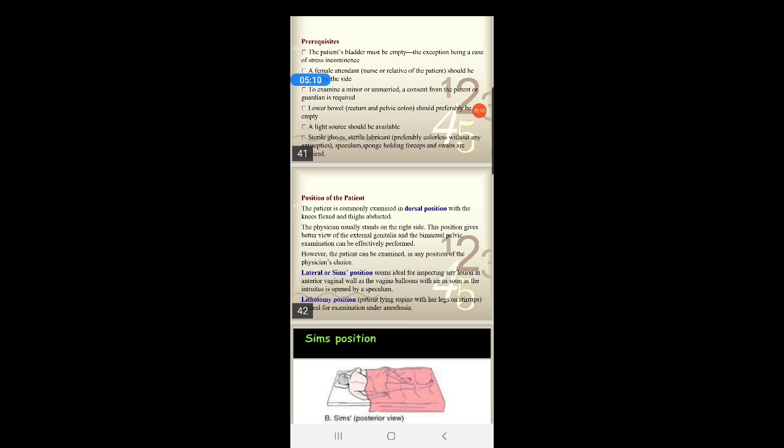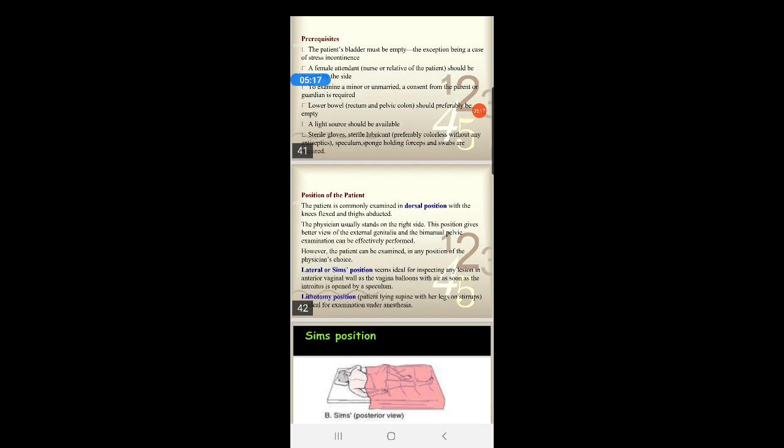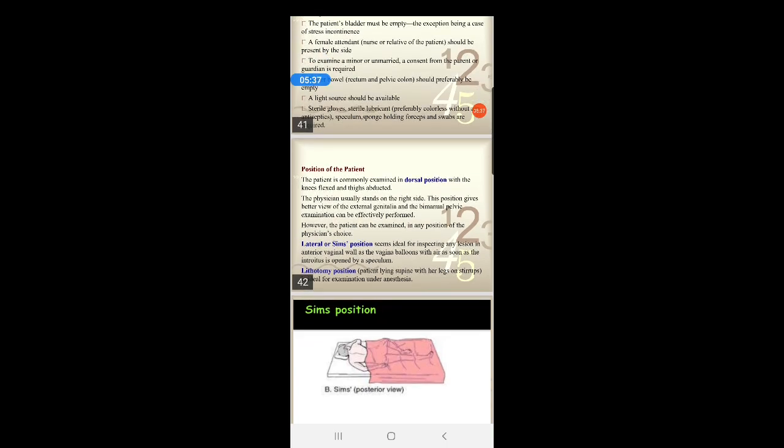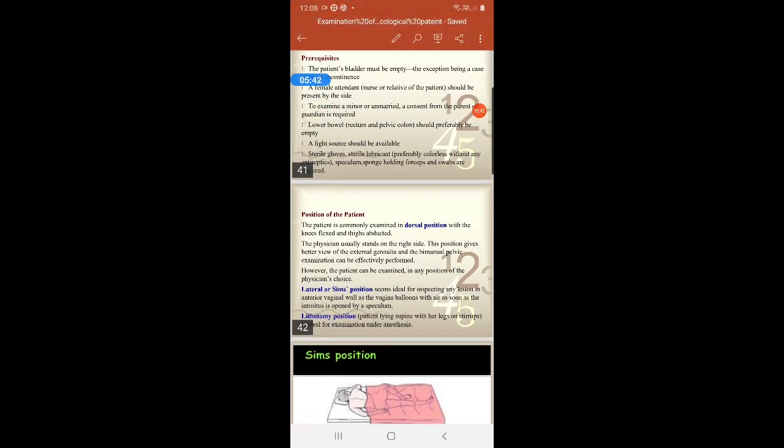It should not contain any antiseptics, because in most of the cases, if we want to take the sample from the vagina or the cervix, and we are using antiseptic, it gives a false reading. So the sterile lubricant should not contain any antiseptic agents. Then we need instruments for the examination, like different speculums, sponge holding forceps, and swabs. If we want to collect the vaginal or cervical secretion or a smear, then we need swabs. All these instruments should be kept ready beforehand before going for the examination.